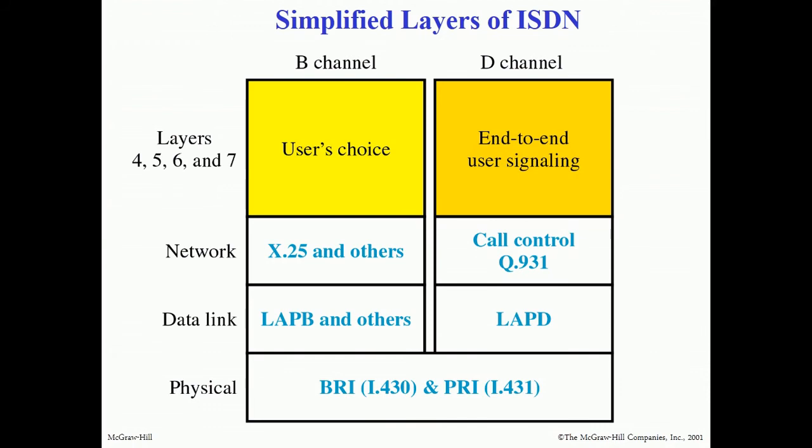What is LAPD? LAPD is the link access procedure on the D channel, and LAPB is the link access procedure on the B channel. There are two different channels, so these two are shown here. For the network layer there is X.25 and others for the B channel, and for the D channel there is call control Q.931. And for layers 4, 5, 6, 7 in the B channel there is user's choice, and in the D channel there is end-to-end user signaling.